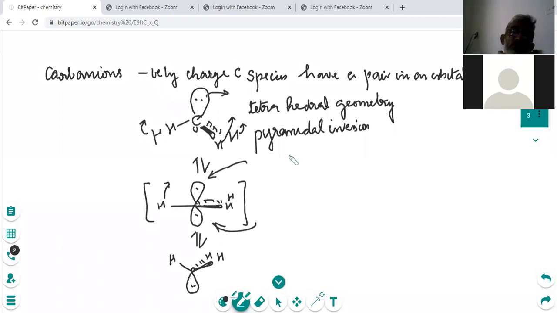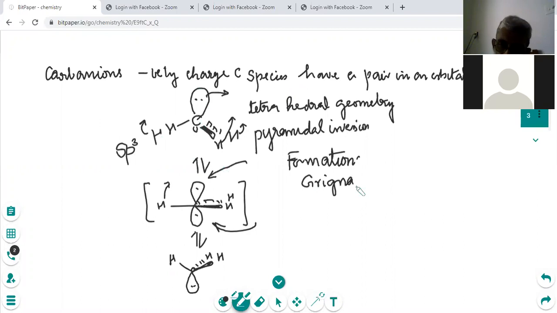Formation of carbanions. See, this is nearly sp3 hybridized. Carbanions are sp3 hybridized, just like your methane. Instead of one hydrogen, you have a pair of electrons. So it is very similar to methane. Now, formation: you can generate this from the Grignard reaction or organometallic compounds.